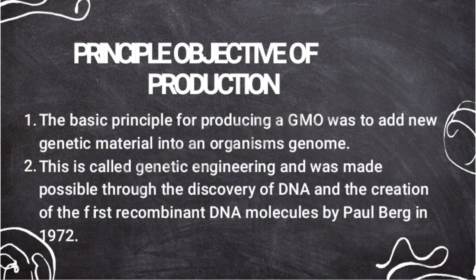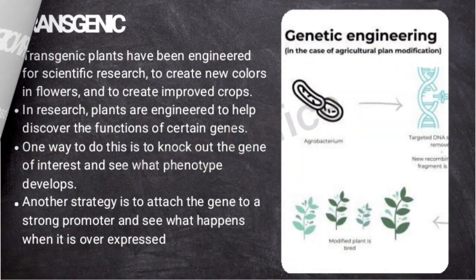We are now in the principle and objective of production. The basic principle for producing a GMO is to add new genetic material into an organism's genome. This is called genetic engineering and was made possible through the discovery of DNA and the creation of the first recombinant DNA molecules by Paul Berg in 1972. Transgenic.